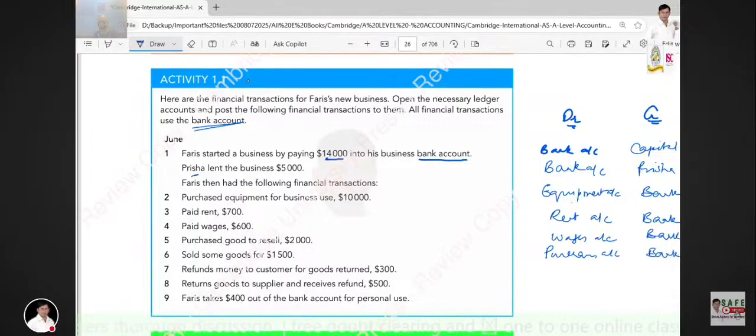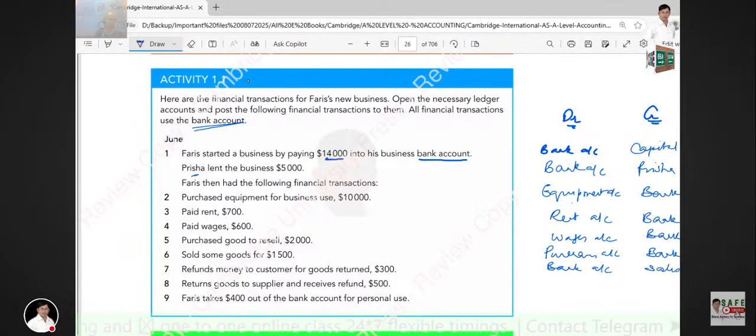And then sold some goods for 1500. So what is happening when we sell? Money comes in. So bank account debit, 1500. So what is happening? Sales. Sales is the revenue. Sales is the income. Sales account is under incomes and gains.